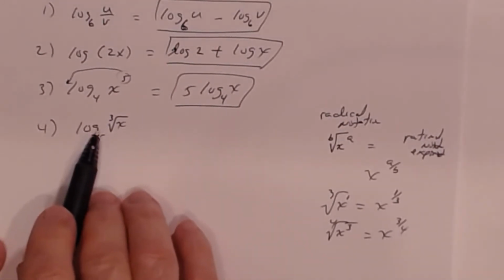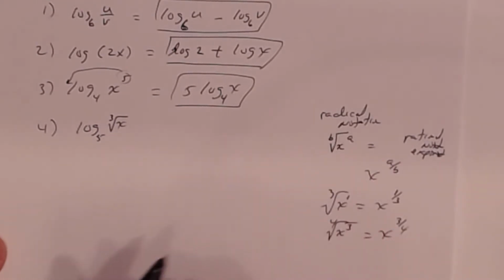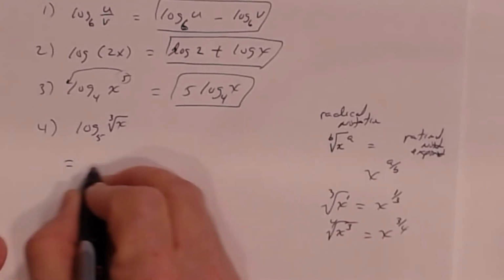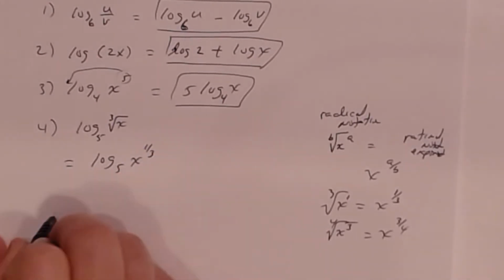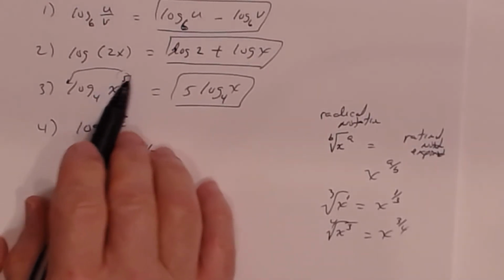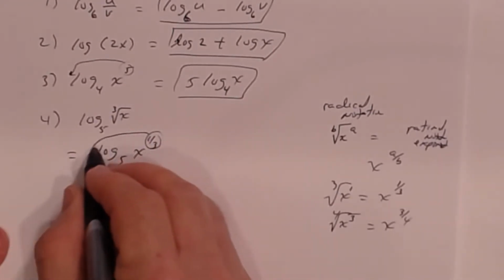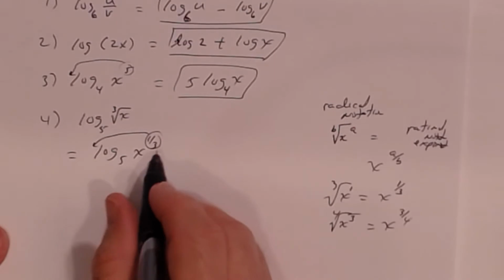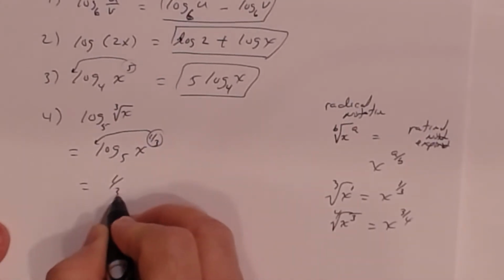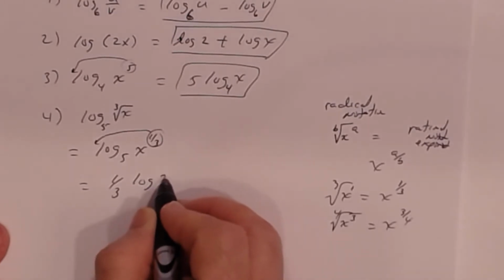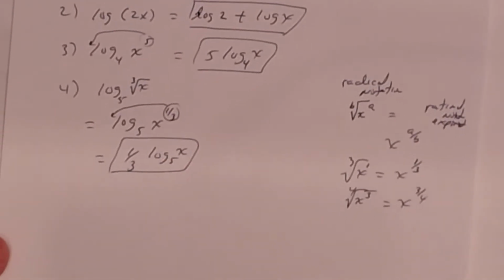So to expand this, you want to rewrite it as a rational exponent. The first thing you're going to say is that it's the log base 5 of x to the 1/3. And now I can use the power rule just like I did in number 3. The 1/3 I'm going to write in front. That's how you can expand this with an exponent. So it becomes 1/3 times the log of x base 5. And so there's the answer to number 4.